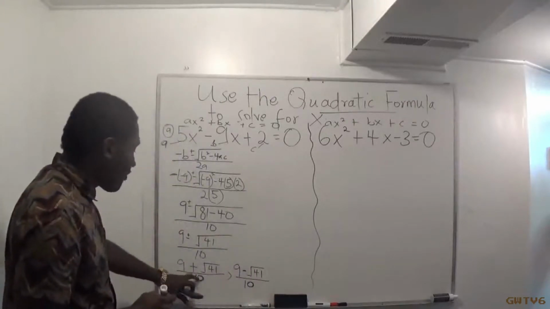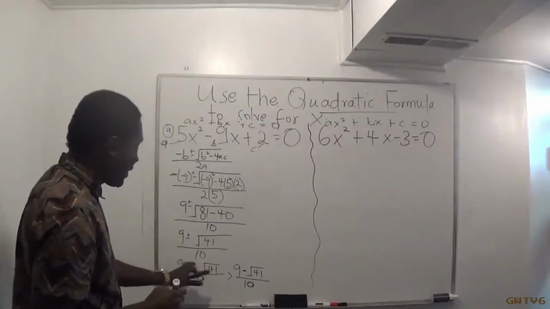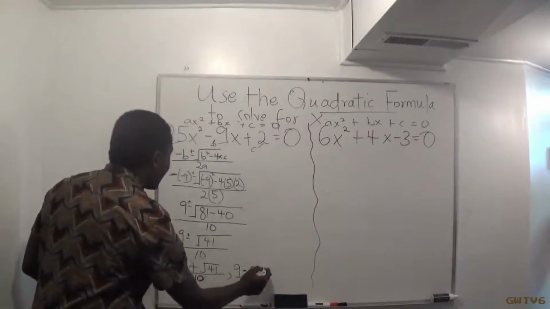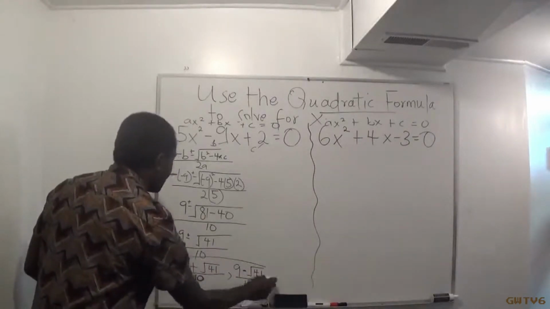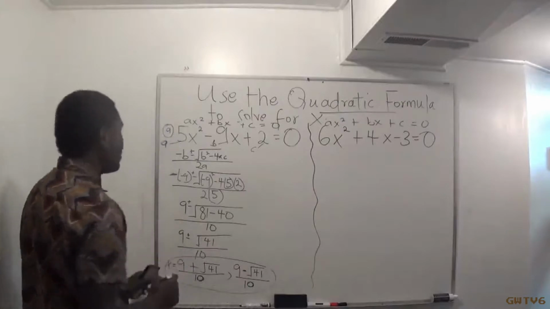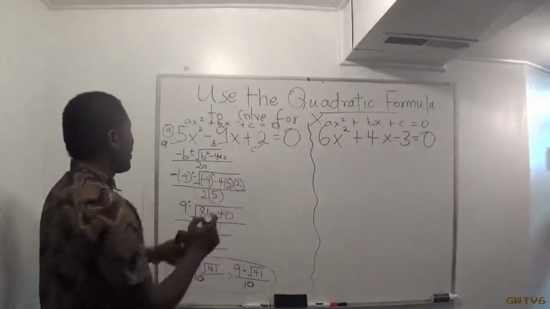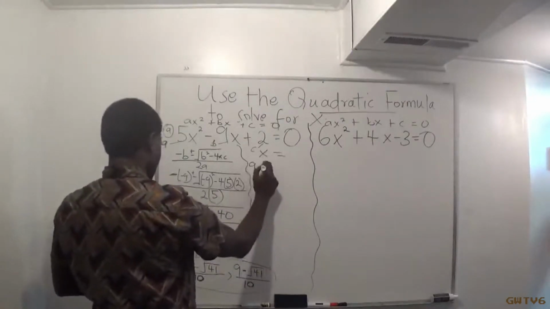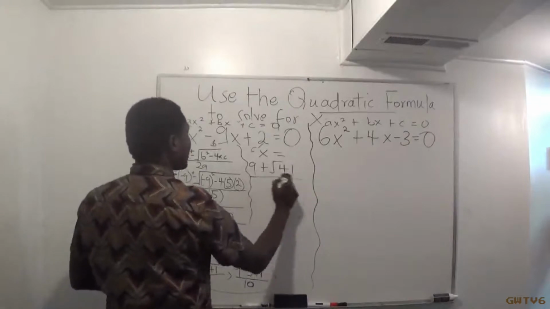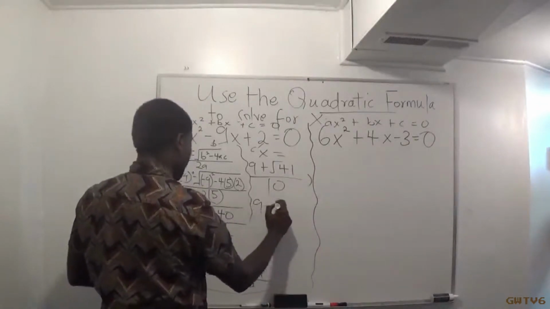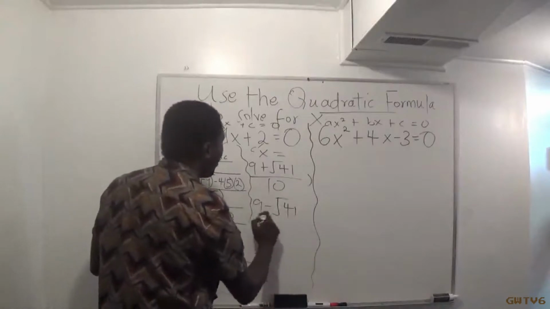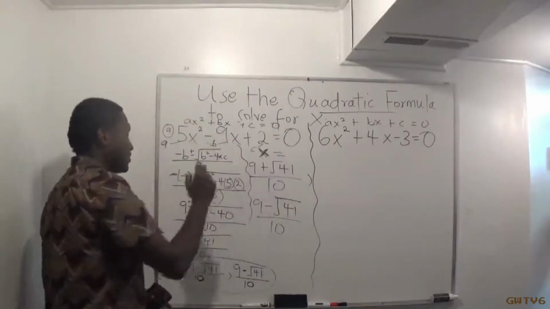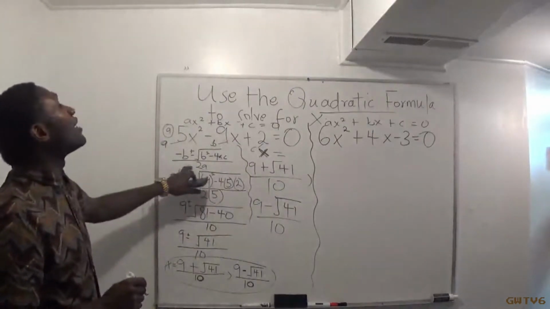Because I cannot simplify this anyhow, I'm just going to leave that as my answer. If I could simplify it, I would have split it and simplified. So x equals those two. Again, x equals 9 plus the square root of 41 over 10, comma, 9 minus the square root of 41 over 10. That is my answer using the quadratic formula.